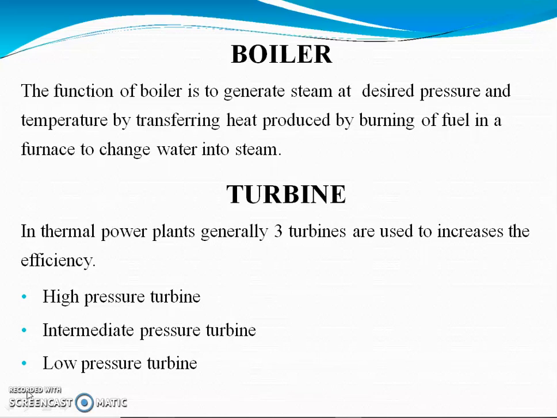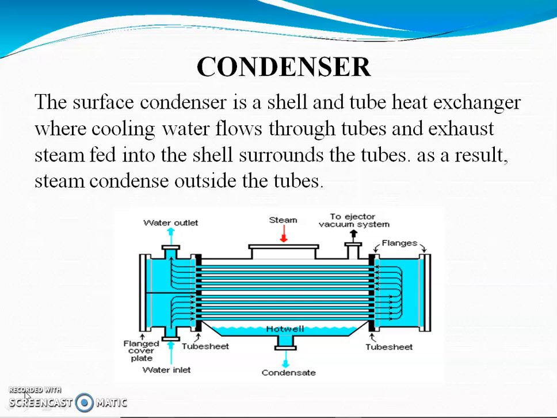In thermal power plants, generally there are 3 turbines that are used to increase the efficiency. The first type is high pressure turbine, second type is intermediate pressure turbine, and the last one is low pressure turbine. The next important component in a thermal power plant is a condenser. The surface condenser is a shell and tube heat exchanger where cooling water flows through tubes and exhaust steam fed into the shell surrounds the tubes. As a result, steam condenses outside the tubes.